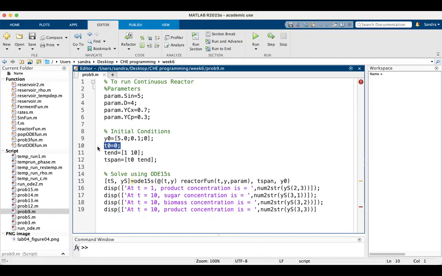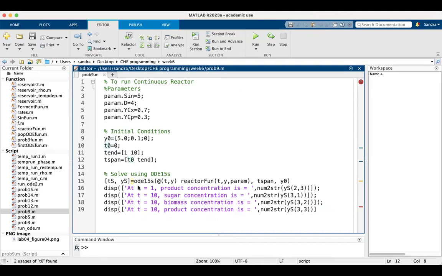Your initial time is 0. Your T end, you have to do it from 1 to 10. And your T span will be, remember this, 0, then 1, and 10. Why do we do this? Earlier we said that if you want to calculate at some specific time, you can directly give that value in the T span itself. So your 0 is the initial time and T end is 10, so your T span will be 0, 1, 10.